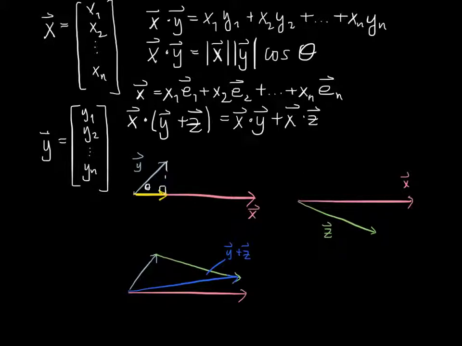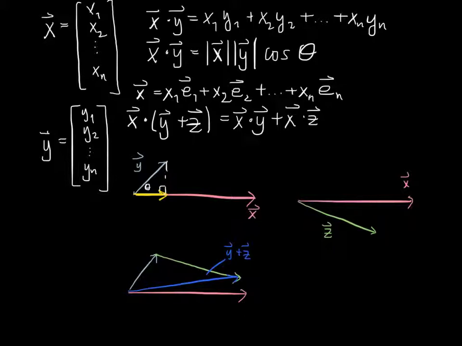That yellow vector is what we call the vector projection of y onto x, and its length, which is the length of y times cosine theta, is called the scalar component of the vector projection of y onto x, or the length of that yellow vector.